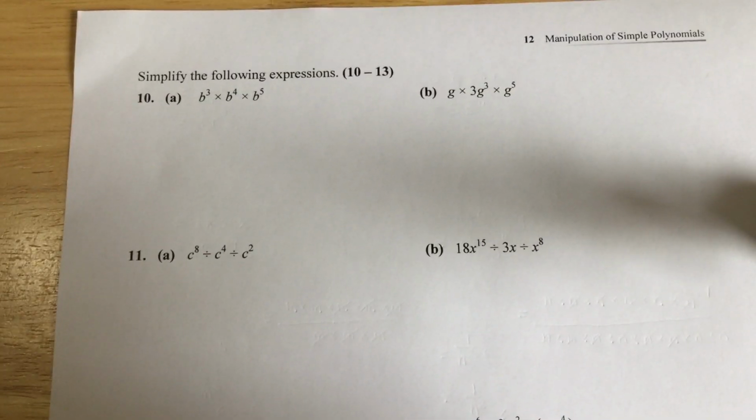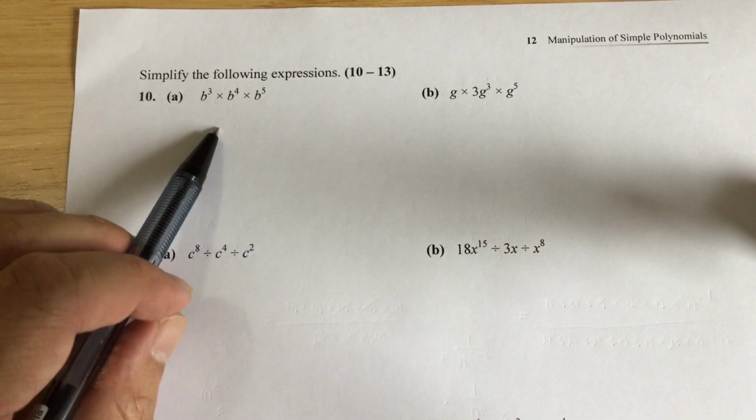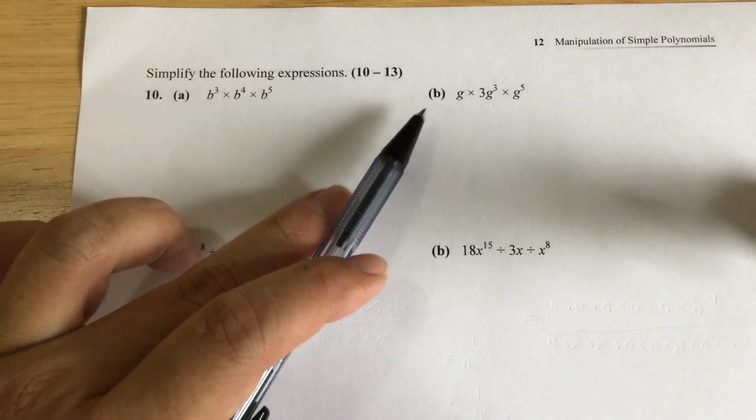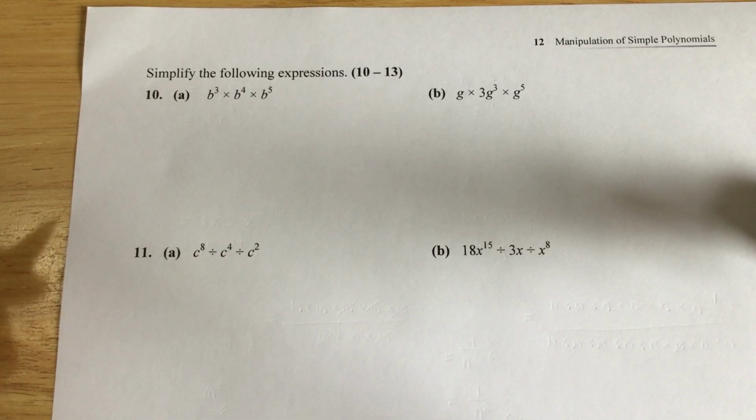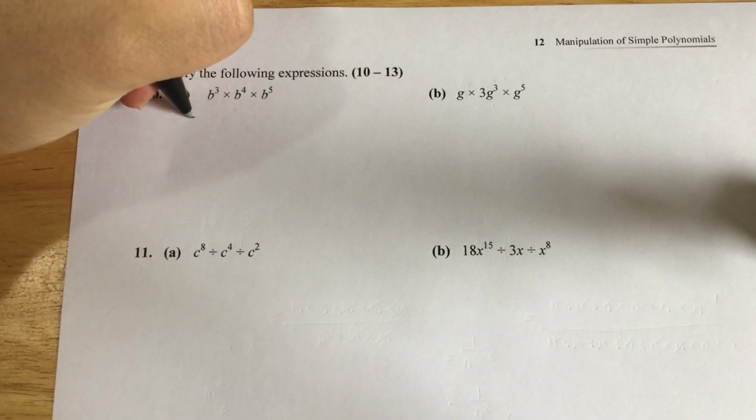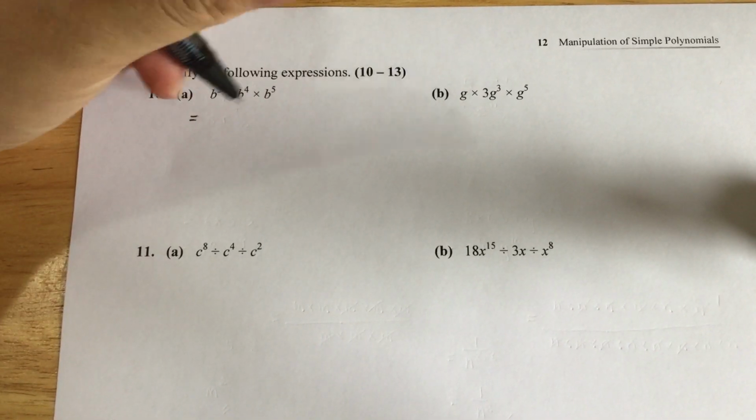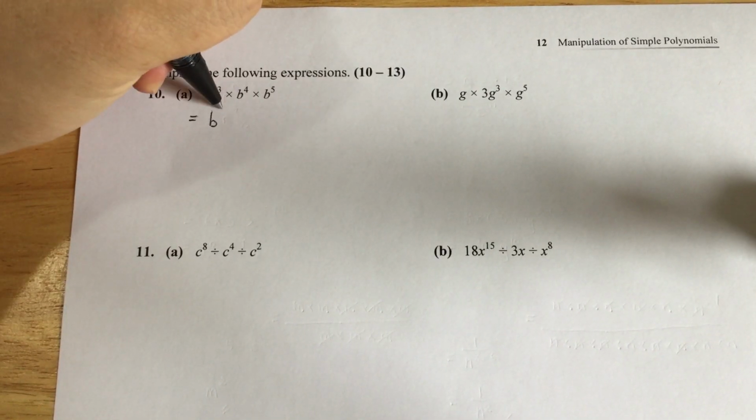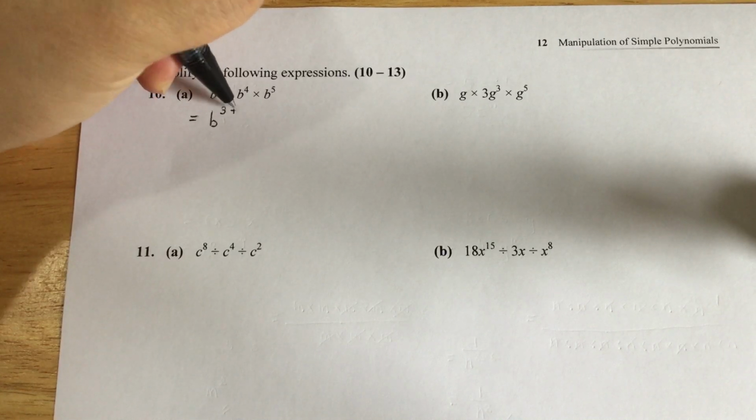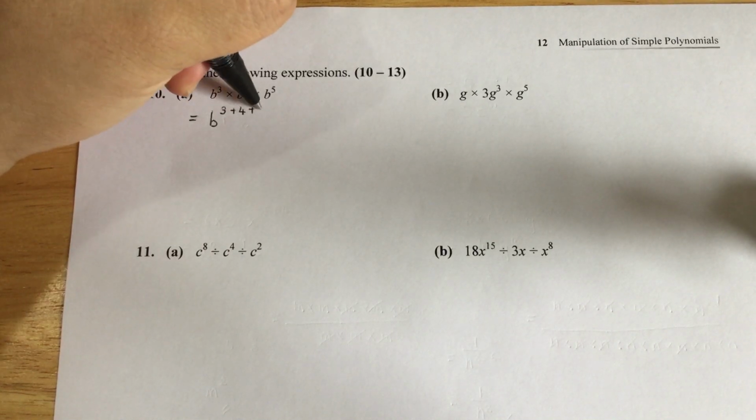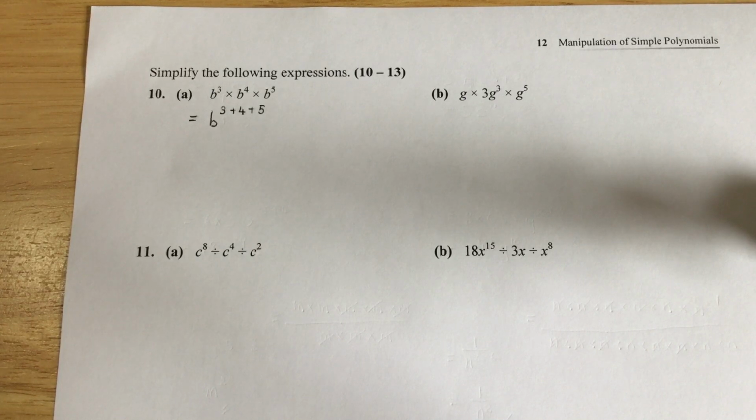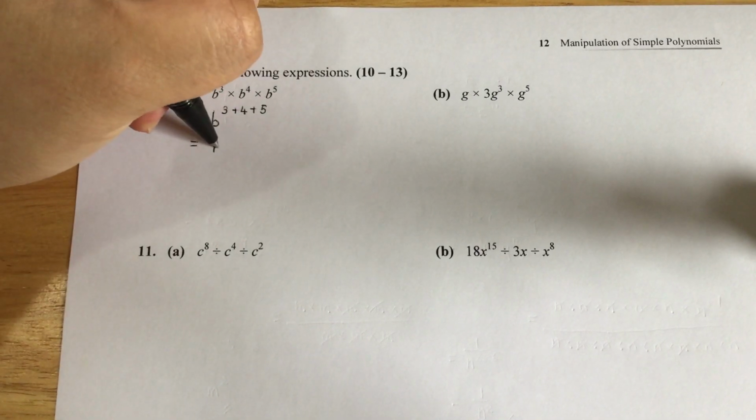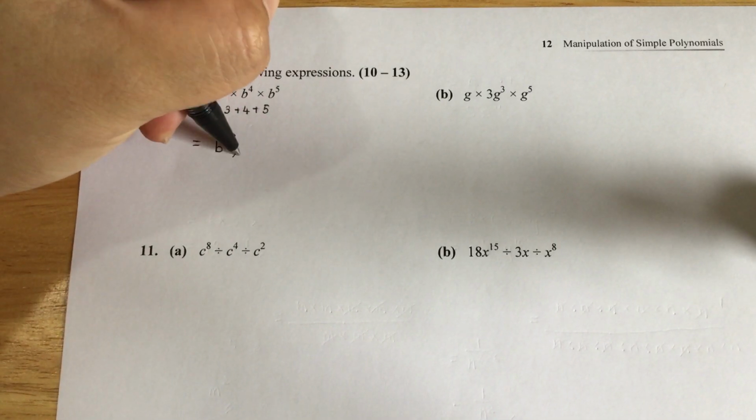Okay, now we will go to question 10 to question 13, and we will go back to question 1 once again. This time, we have 3 of them. So what can we do? We can do the same thing. For example, because we multiply together, why don't we have 3 plus 4 plus 5, and we can solve the problem immediately. The answer is B with the power 12, and then we solve the problem.